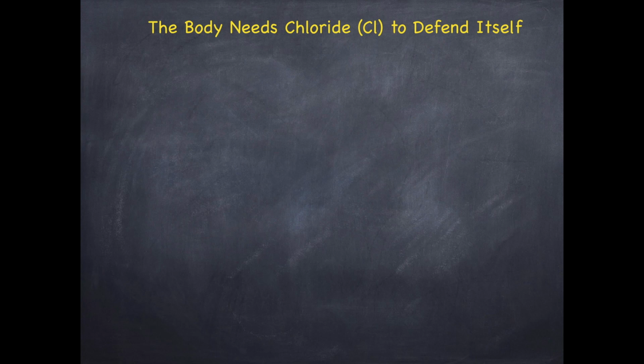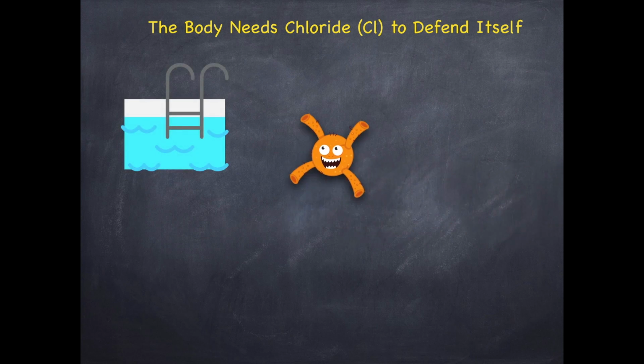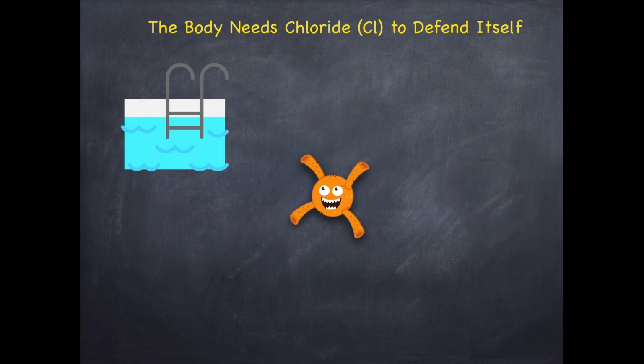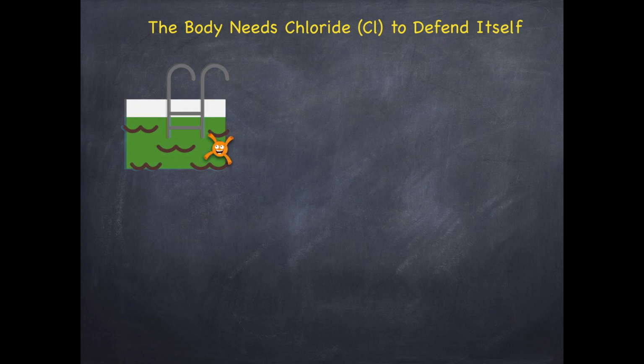The body needs chloride to defend itself. A lot of people are not familiar with chloride. Chloride is a mineral that is highly concentrated in unrefined salt, and it's also in high chloride foods. Let's compare this to a swimming pool. If the pH of the water gets out of range, bacteria can start to live in the water, and we know this because it turns the pool water green. So by watching signs of bacteria, we know that the pool water may need some help to get back to a proper range that's appropriate for us to use it.